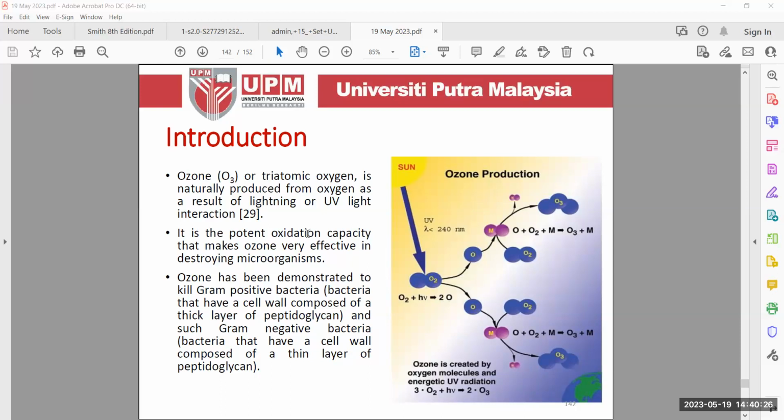It has a very potent oxidation capacity that makes ozone very effective in destroying microorganisms. It has been demonstrated to be effective in killing gram-positive bacteria, the ones with the thick peptidoglycan layers. Previously, I've talked about this, right? So even that was effective against ozone treatment.